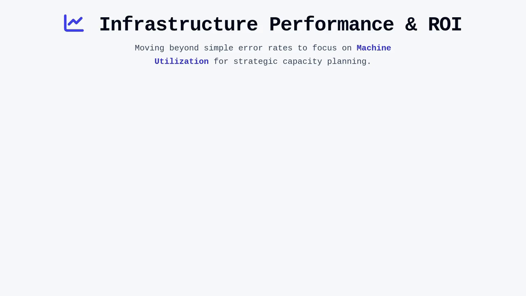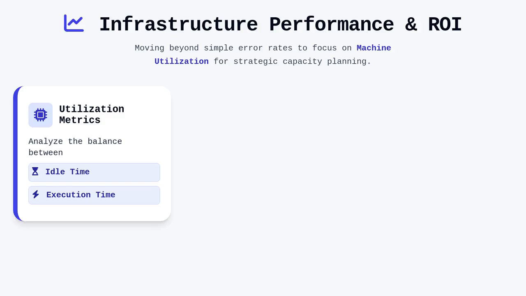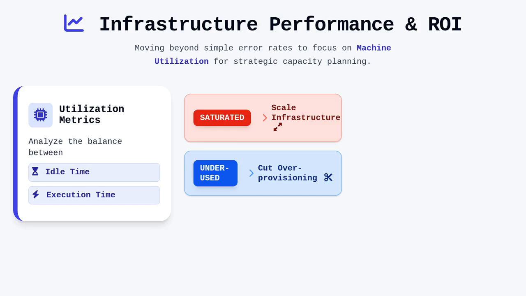Beyond simple error rates, we need to focus on machine utilization, which is often the most critical metric for proving return on investment to business stakeholders. These analytics allow us to track how much time our virtual machines spend idle versus executing tasks. If we find that machines are frequently saturated while processes are stuck in queue, we have a clear indicator that we need to scale our infrastructure. Alternatively, if utilization is consistently low, we are likely over-provisioning, which results in unnecessary operational costs. These trends over time help us plan for capacity upgrades with precision rather than guesswork.